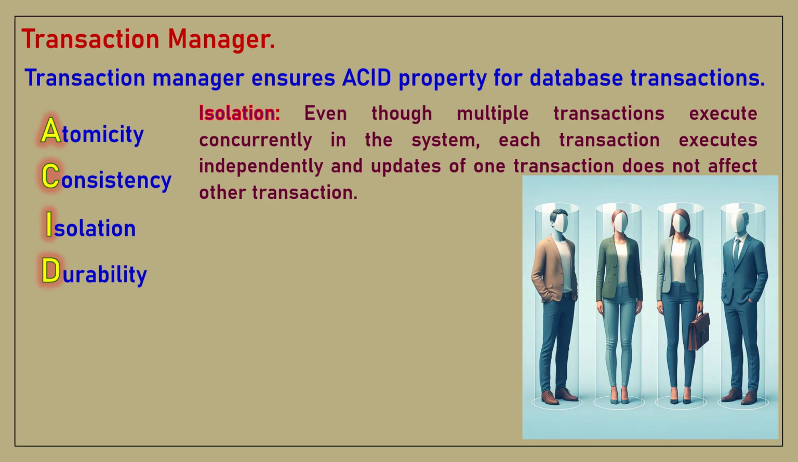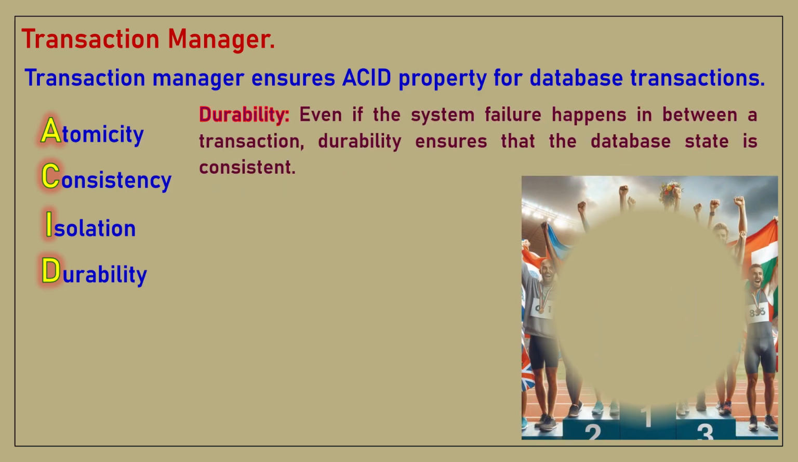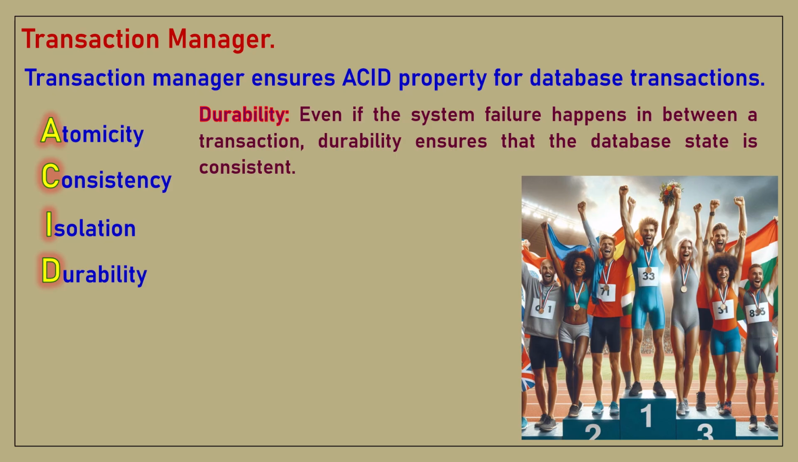Isolation. Even though multiple transactions execute concurrently in the system, each transaction executes independently, and updates of one transaction do not affect other transactions. Durability. Even if the system failure happens in between a transaction, durability ensures that the database state is consistent.